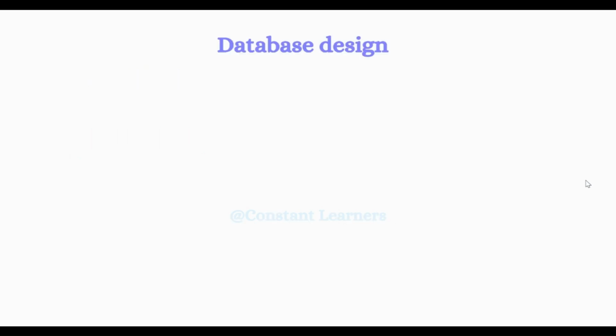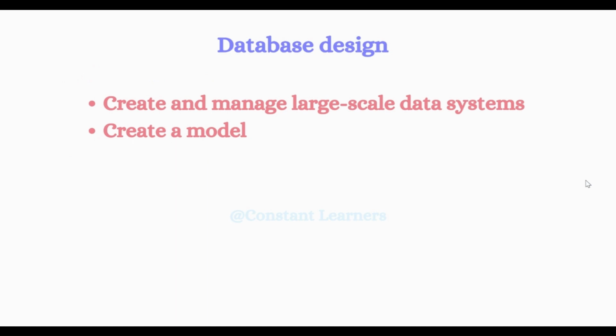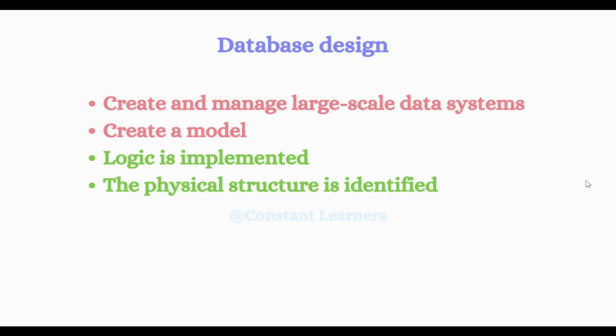Database design is a crucial process that helps organizations create and manage large scale data systems. The main goal here is to create a model of what? Of the planned database system. And why? So that the logic is implemented and the physical structure is identified. There are two things here. First, we have to identify the logic of the database system that we are creating, and then we have to put that logic to work.